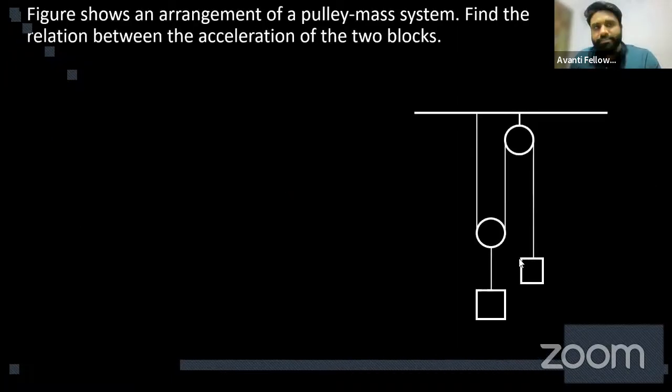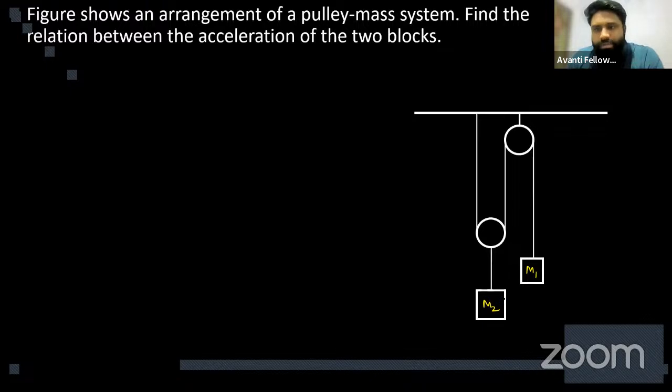So the next question that we have is this. A figure shows an arrangement of a pulley mass system. Find the relation between the accelerations of the two blocks. Okay. And this block, let's say, has mass m1, and this block has mass m2. Got it?